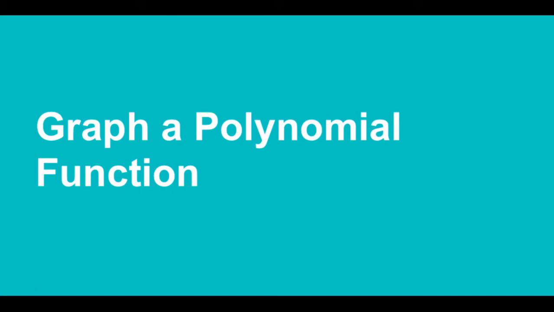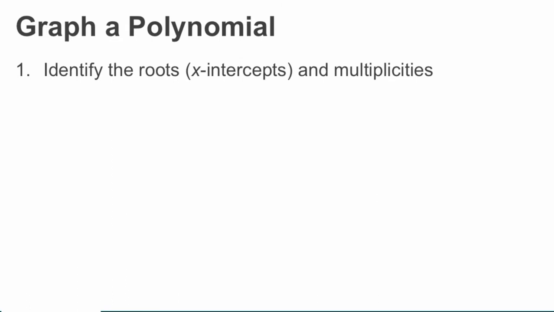Let's talk about how to graph a polynomial function. To graph a polynomial, the first thing that we can do is identify the roots, or the x-intercepts, and their multiplicities.